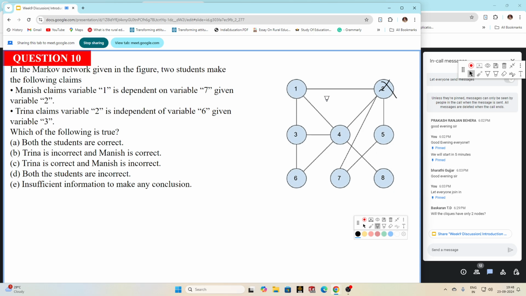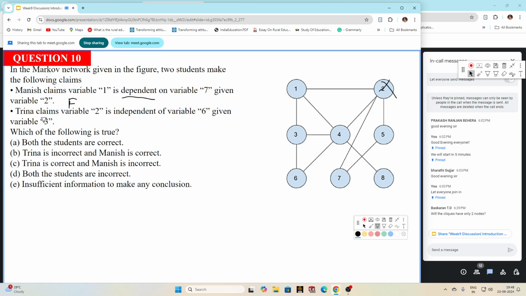If we block 2, can we reach 7? We cannot reach 7, right? No, sir. We cannot reach 7. So Manish is incorrect, because he is saying it is dependent. But as we cannot reach 7 if we block 2, it is independent. So this is a false statement.